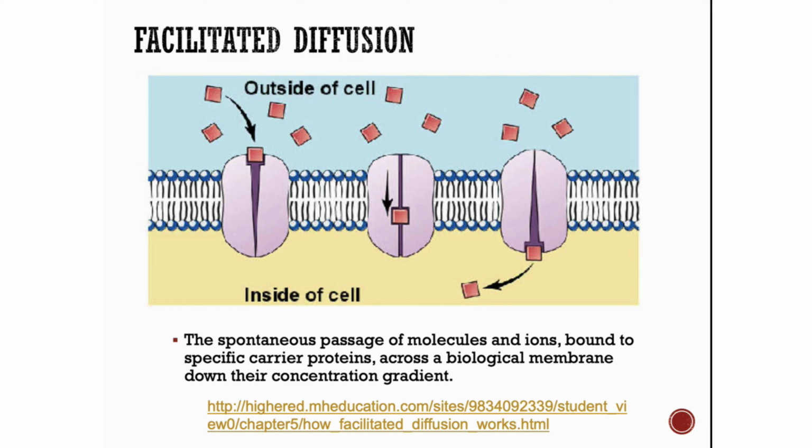Because these channels allow particles to pass through the membrane from a higher concentration to a lower concentration, the process is called facilitated diffusion. Cells can control which types of channels are synthesized and placed in the plasma membrane, and it's a way that they control which substances diffuse in and out. So now let's watch a video about how facilitated diffusion works.